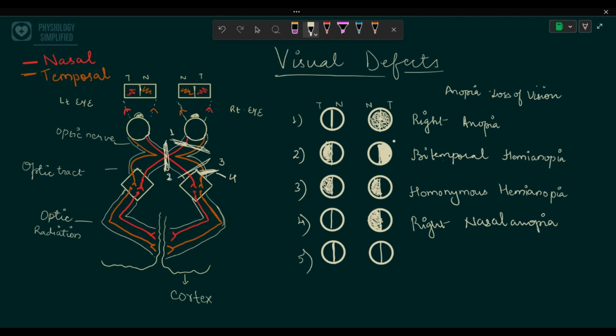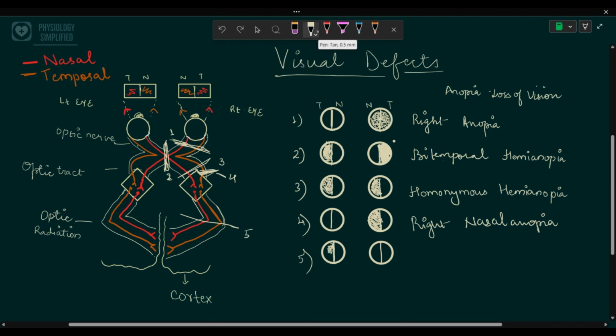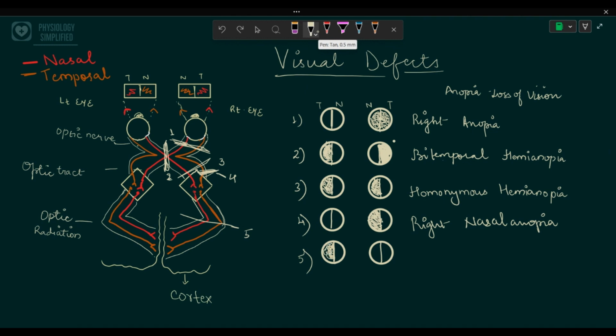Moving to the last defect, which is the damage to the optic radiation. The damage will be the same as the damage number 3. The only difference will be macular sparing. So this damage is known as homonymous hemianopia with macular sparing. So this is the same as the defect number 3 but with macular sparing.